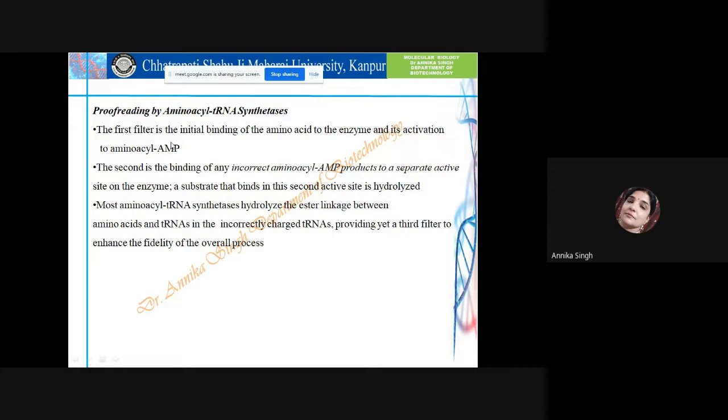If incorrect binding happens, the incorrect amino acid AMP product goes to a separate active site on the enzyme, so the substrate, that is the amino acid, is hydrolyzed by the enzyme itself. A substrate that binds in this second active site is hydrolyzed. So each amino acid transfer RNA synthetase is highly specific for the particular amino acid which it recognizes and binds.